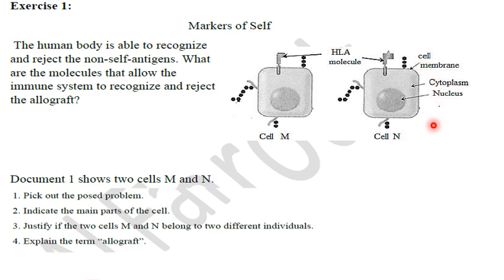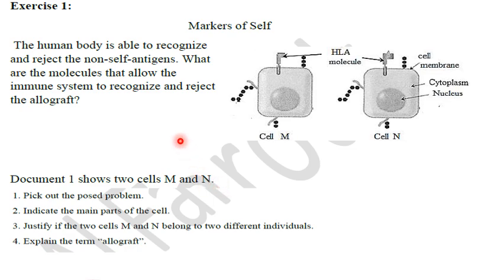Here we have the parts of the cell. We have the cell membrane, the cytoplasm, and the nucleus. Document 1 shows two cells M and N. Pick out the posed problem. What's the problem in this experiment?